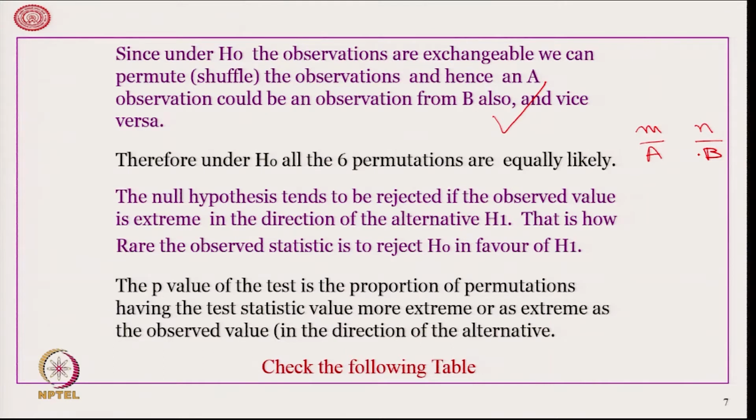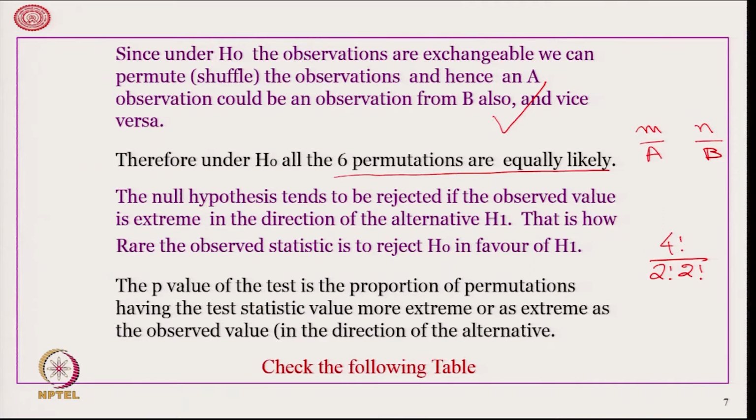Therefore, under H naught all the 6 permutations are equally likely. Why 6 permutations? Because factorial 4 upon factorial 2 into factorial 2 is the total number of arrangements, and that gives us 6 different permutations.